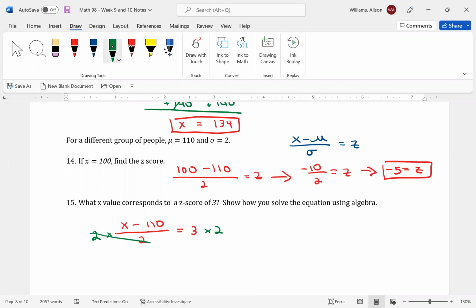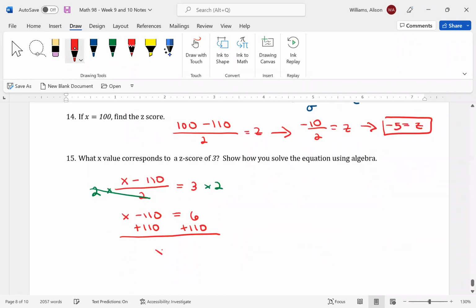That literally cancels those out. So I'm left with X minus 110 on the left side, and on the right side, 3 times 2, well, that's 6. Okay, so now I need to get rid of this minus 110. So I'm going to get rid of that by adding 110 to both sides. And that gives me X equals 116. And there you go. There's some solving equations that you might see.